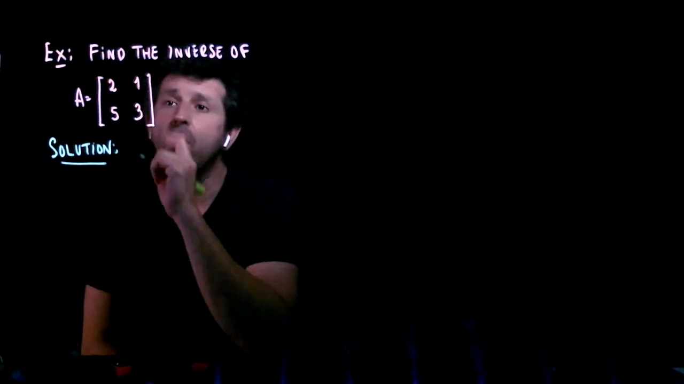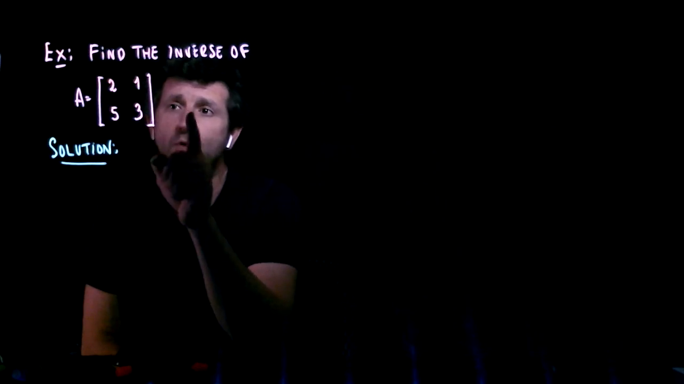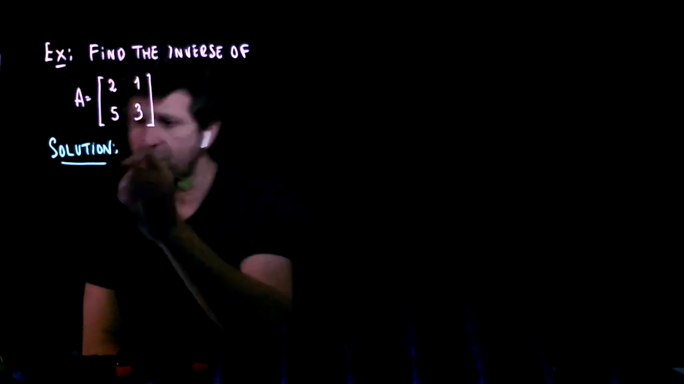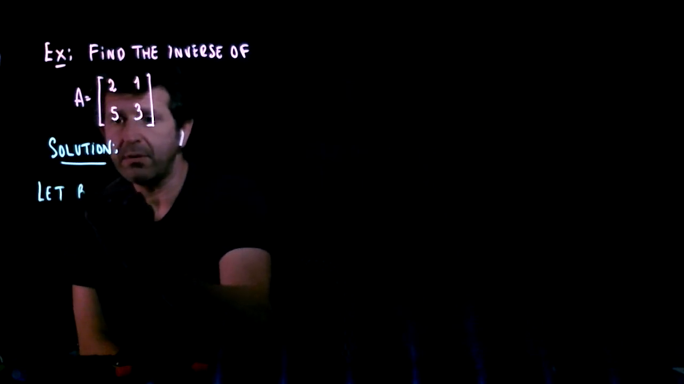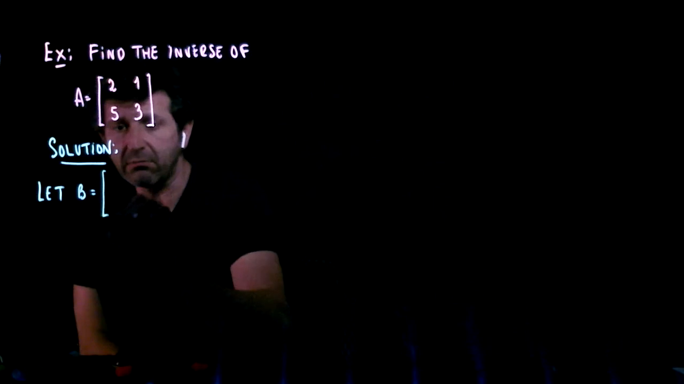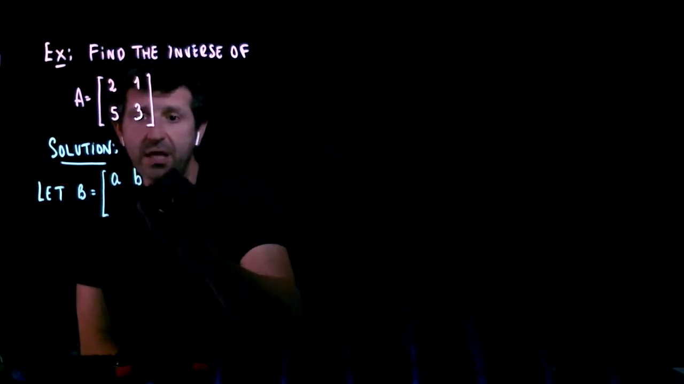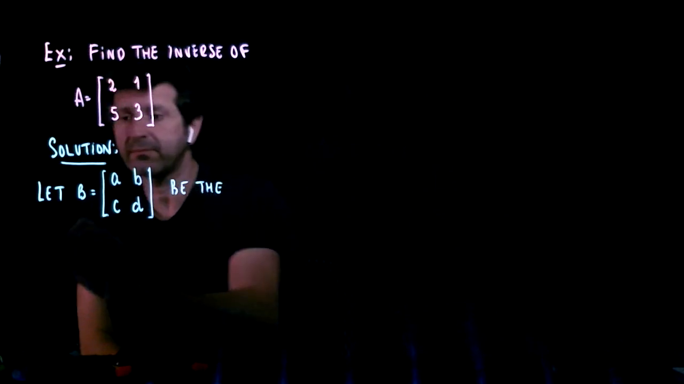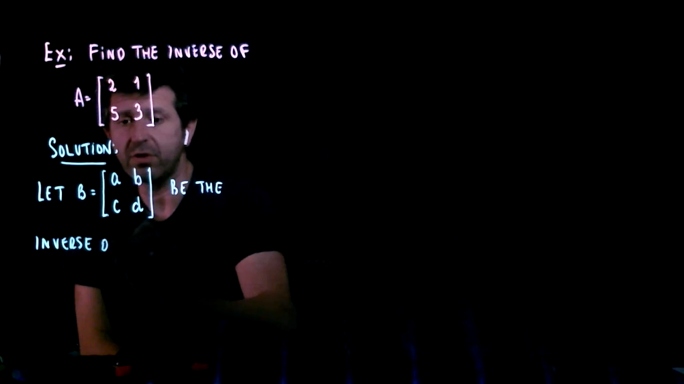So the matrix that would be the inverse of A is the matrix by which I must multiply A to get to the identity. Okay, so let's call this matrix B, and I'm going to put all the entries as variables. So let's say a, b, c, d. B is the inverse that we are looking for. Okay, so the inverse of A.